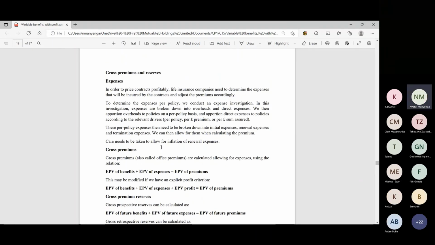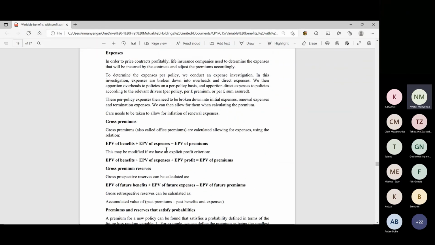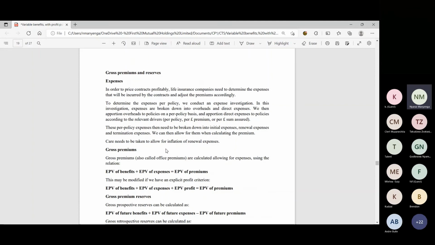So I'll just talk through the gross premiums and reserves. You see that for gross premium reserving, for determining gross premiums and net premiums, the difference is largely due to the inclusion of expenses, and also at times the profit margin can be explicitly stated.